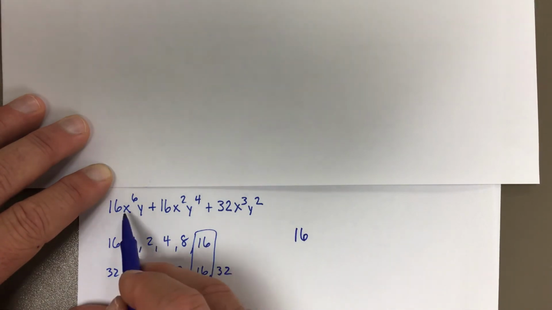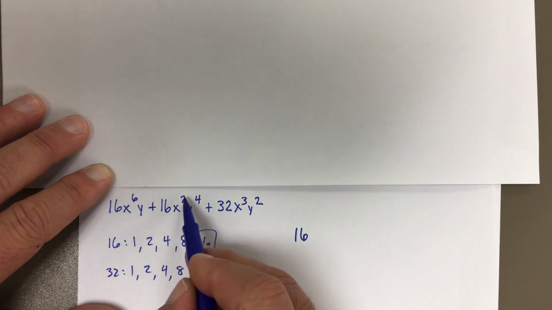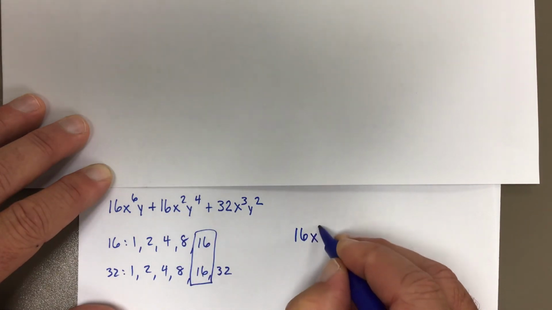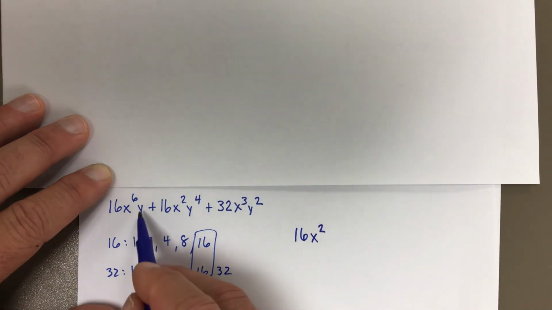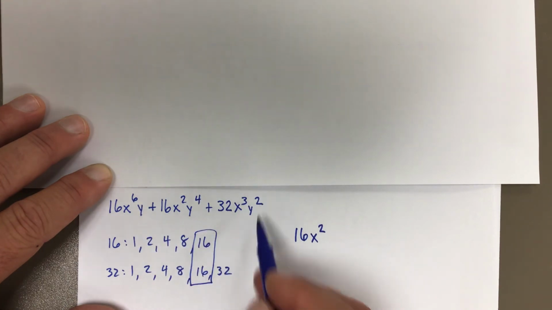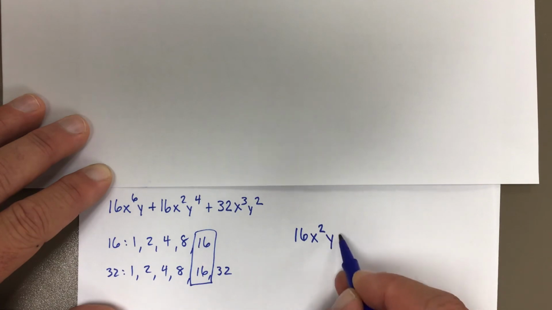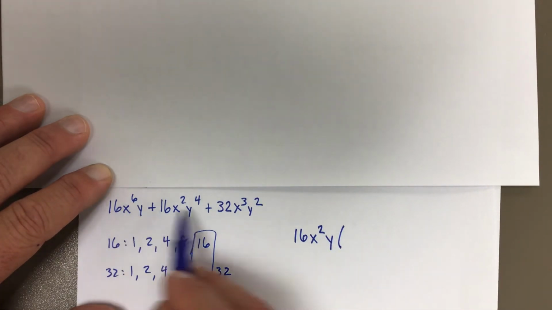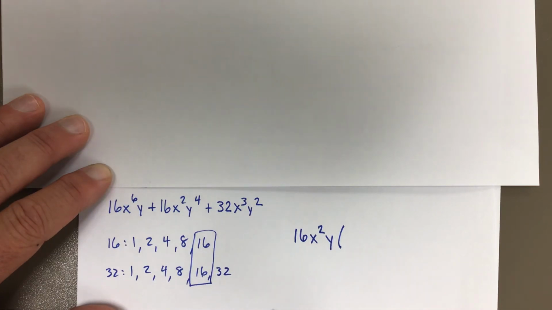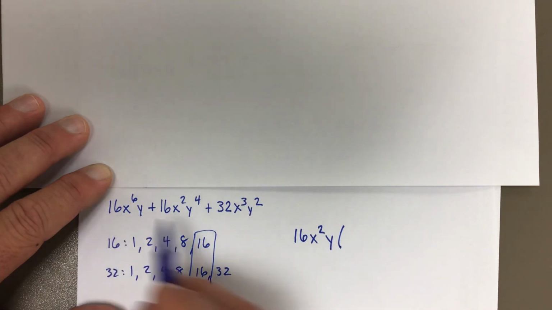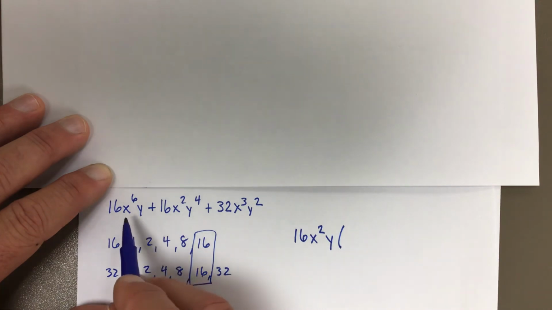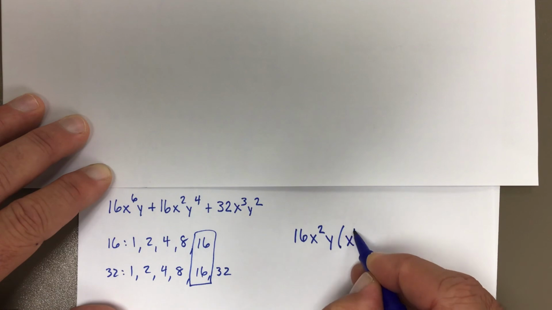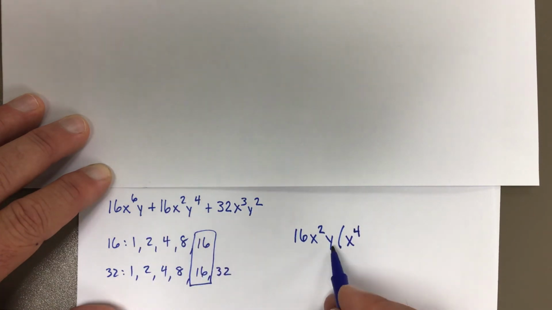Now all of them have x to the 6th, x squared, x to the 3rd. So I want the smallest one, which is x squared. Y to the 1st, y to the 4th, y to the 2nd. I want the smallest one, so I'm going to take a y. And then I open up my parentheses. So now I'm going to divide each one of these by this number. So 16 divided by 16 is 1, and then I'm going to subtract the exponents. 6 minus 2 is 4, and then y divided by y is 1.